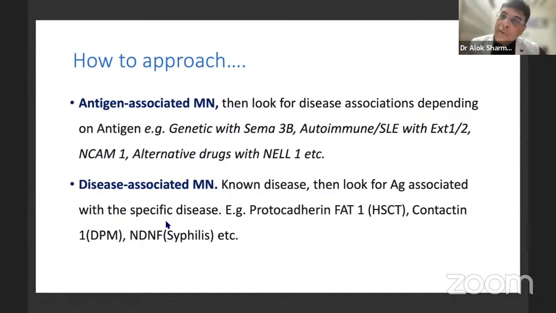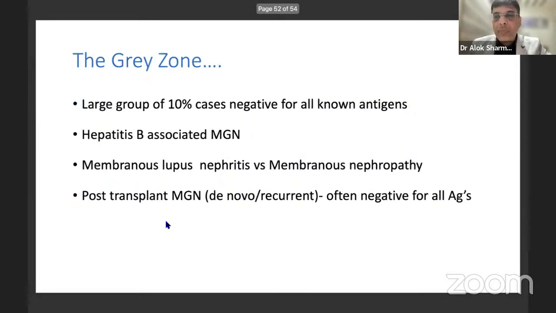The second is when you have an upfront disease in which an association is there, it will be a directed study thereafter. So if you have a specific disease like HSCT, you just go ahead and do a FAT1, the protocadherin FAT1. Or if the patient has syphilis, we'll just do an NDNF. So this is how you should ideally proceed. These are the two approaches which will give you the best results in the shortest time, instead of going all out in all the cases.